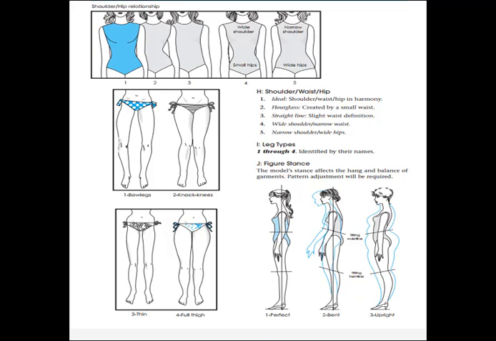I. Leg types, 1 through 4, identified by their names. J. Figure stance. The model's stance affects the hang and balance of garments. Pattern adjustment will be required.